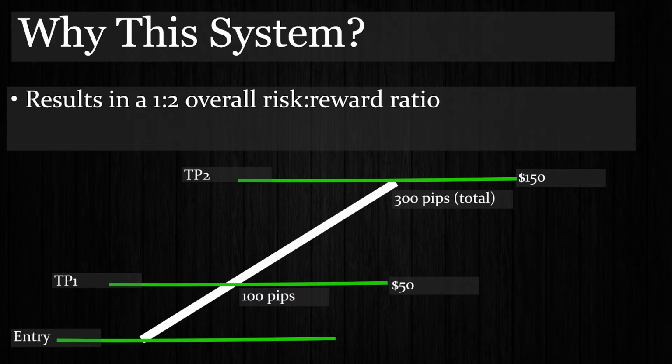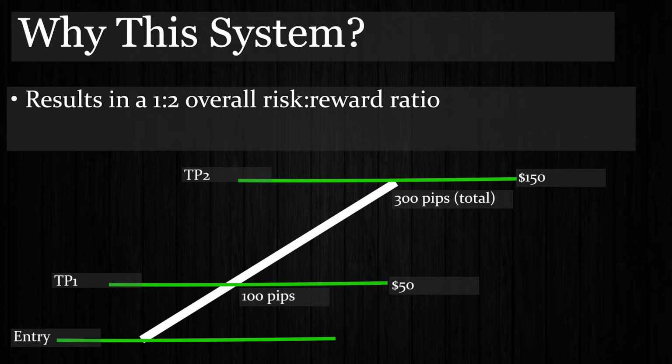Now the number you see on the right is how much we're taking. We're taking $50 off. We're taking half of the trade off. We've booked $50 profit and our stop is now at entry, meaning the very worst we'll do is walking away with $50. It's $1 a pip, it moved 100 pips.